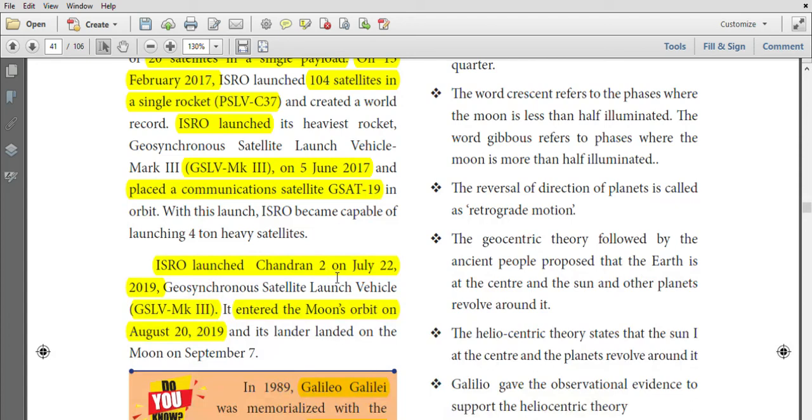ISRO launched Chandrayaan-2 on July 22, 2019 by the rocket GSLV Mk3, and it entered the moon orbit on August 20, 2019.